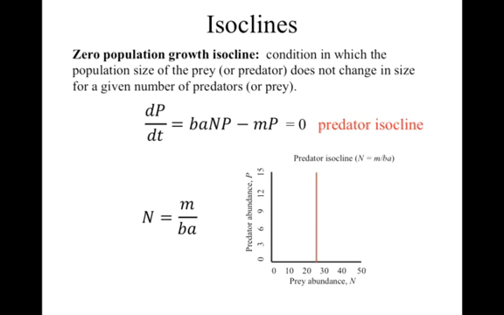Again, this is the amount of prey that allows the predator to breed just enough to exactly match its death rate, so that we have no net change. I have the same birth rate as I have death rate.